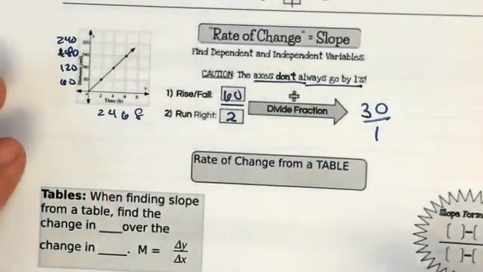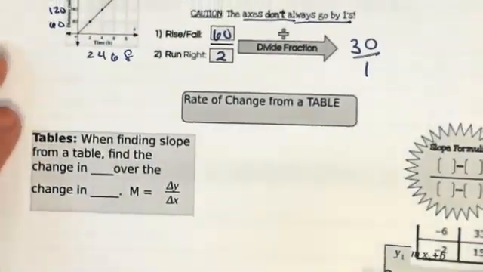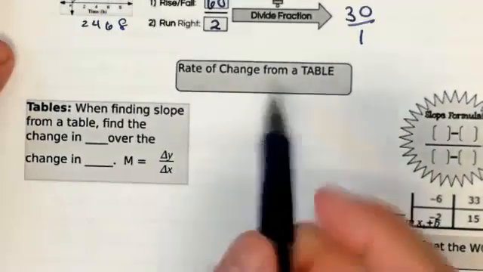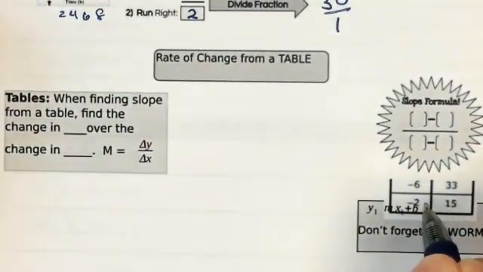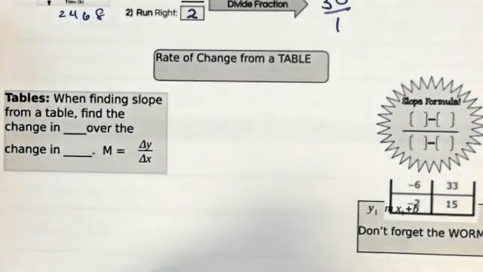When I have a table, I'm doing the same thing. So if you think about it, I could take these numbers and I could plot -6 and -2.